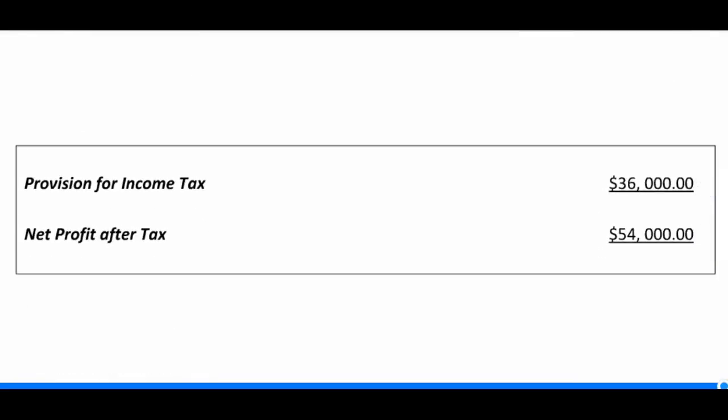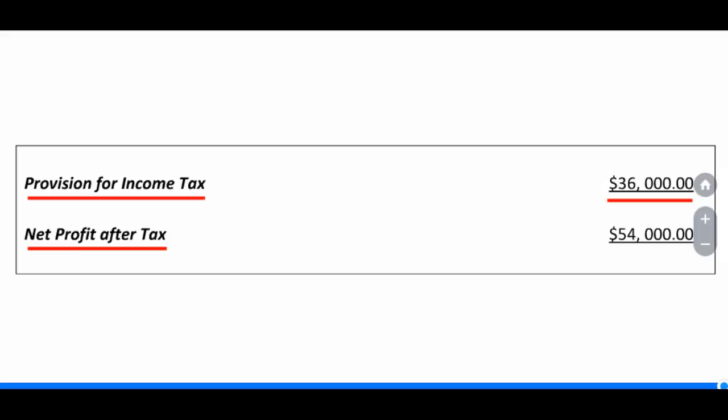The final portion of the profit and loss statement relates to provision for income tax and net profit after tax. The provision for income tax is an estimate of the tax liability of the business and is calculated by an accountant. This amount has not been paid by the business, but is expected that it will be paid within the next reporting period.